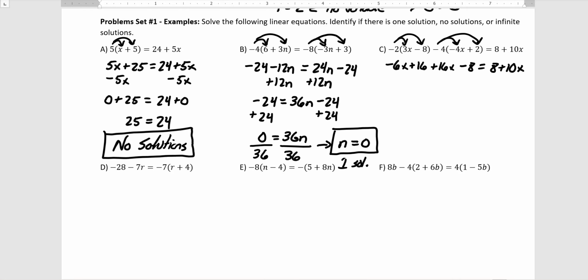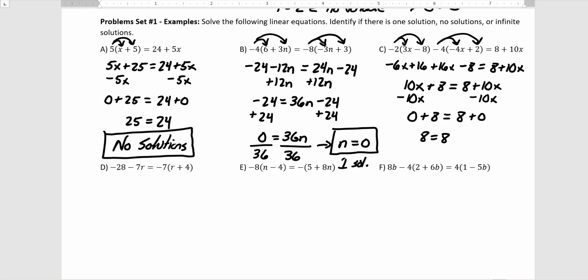Okay. Combine our like terms on the left side here. We have negative 6x plus 16x. That'd give me 10x. And we have 16 minus 8. That would give me 8. And that equals, my right side, 8 plus 10x. All right, let's get these variables on the same side. So we have minus 10x, minus 10x. Oh, I see what's going to happen here. 10x minus 10x is 0 plus 8 equals 8. 10x minus 10x is 0. So my final statement here is 8 equals 8.